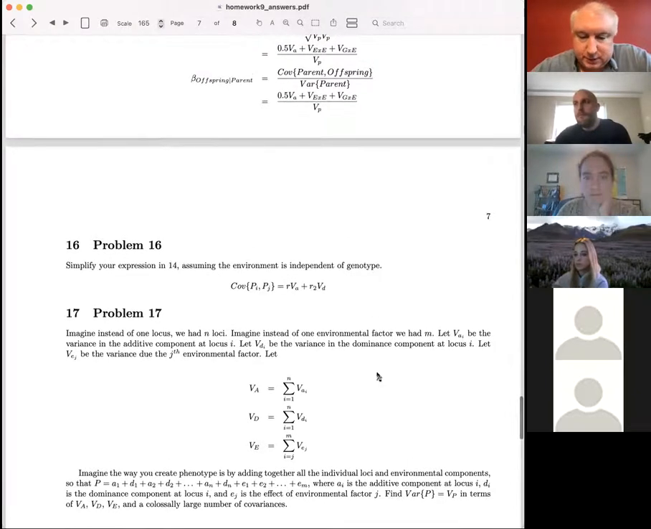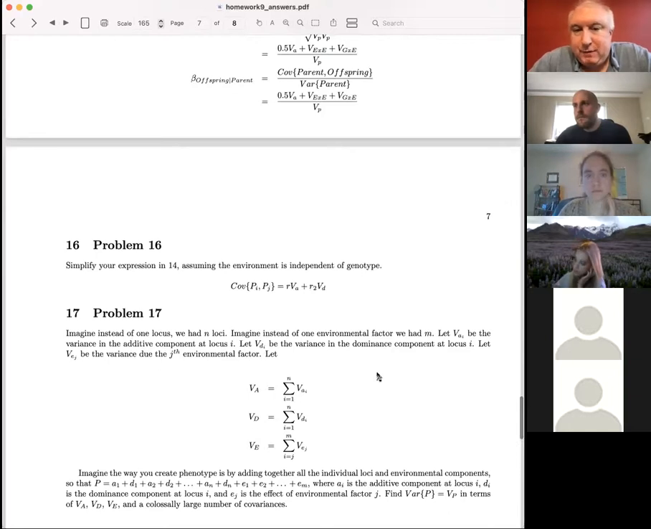without giving the solution of problem 17. This is what the question for problem 17 should have read if it had read anything clearly. We are moving from one locus to a lot of loci and calling V capital A the sum of all the V little a's at all the loci, V capital D the sum of all the V little d's, and V capital E the sum of all the V little e's at all the loci, if you've gotten as far for that to make sense to you.